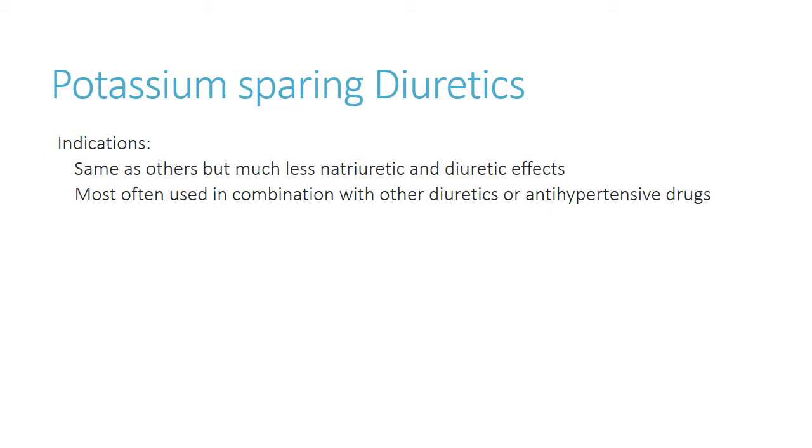Similar indications as our other diuretics we've seen already, but again, much less of a natriuretic effect. When I say natriuretic, what does that mean? Pees out sodium, yeah, essentially. So it means less natriuretic effect than you see with the loop diuretics, but again, still can be somewhat beneficial.